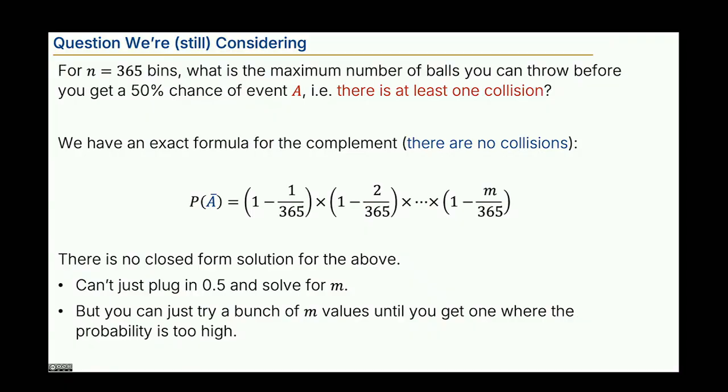And if I just try a bunch of different m's, each one of them takes a bunch of computation time because I have to multiply out all this stuff. Well, depending on how you do it, you can do it faster, but I have to guess and check. If I use this expression, there's no closed form solution to just say, put a half on this side and solve for m. You can't do it.